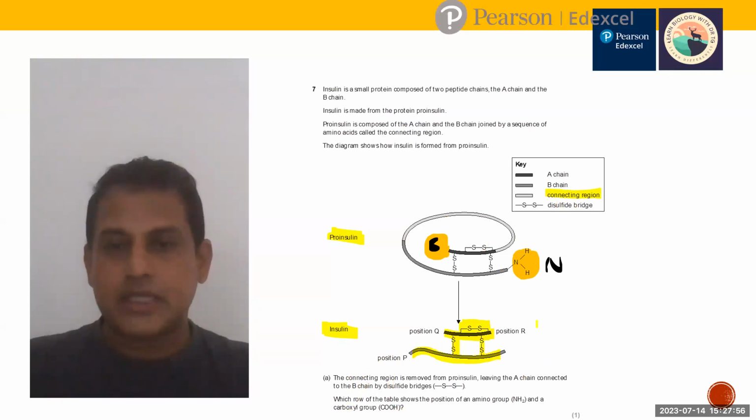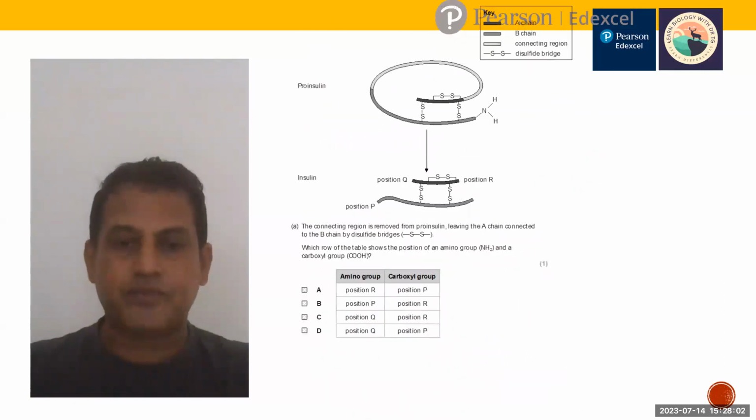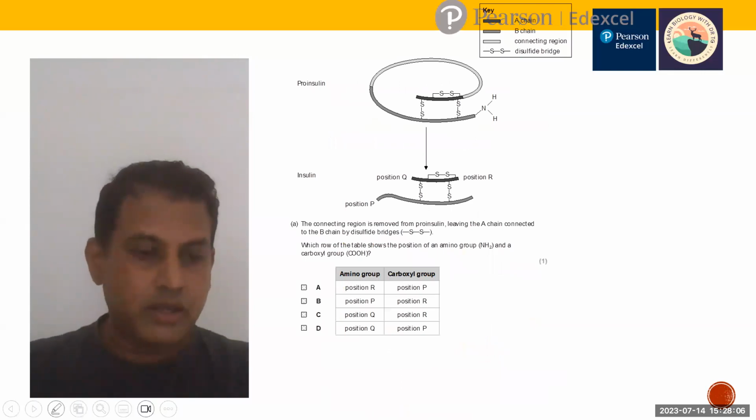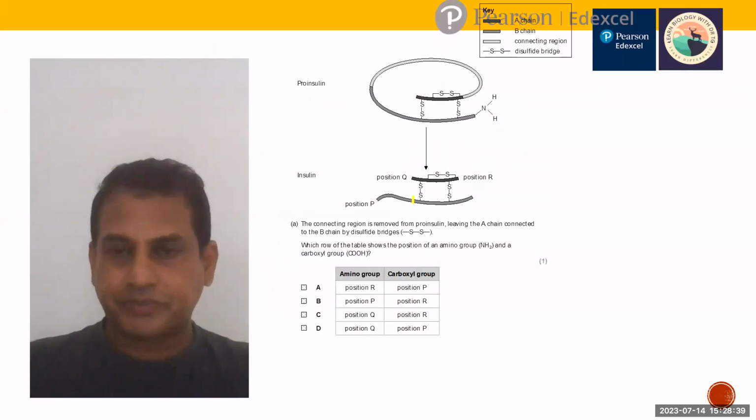Okay, after understanding the question, we can go to the first part of the questions. I will enlarge this. The connecting region is removed from proinsulin, leaving the A chain connected to the B chain by disulfide bridges. SS is disulfide bridges. Which row of the table shows the position of the amino group and the carboxyl group? Now, if you understand the last video about protein, you can easily answer this question. I told you protein has an N-terminal and a C-terminal.